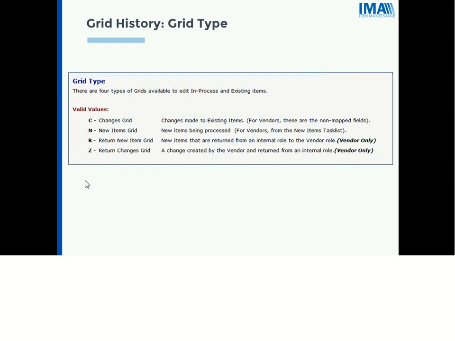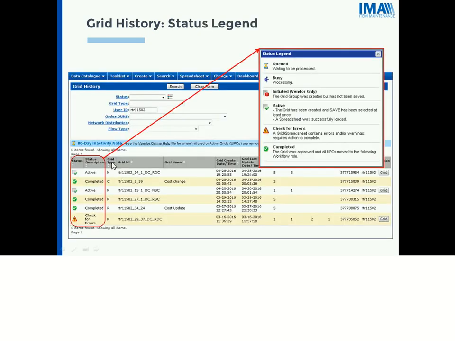And like I mentioned before, there are different grid types. So here under valid values, you can see C is the changes grid. We'll be talking about that tomorrow. New items grid is what we're talking about today. Tomorrow we will also be talking about return new items and return changes grid. And these are the values that indicate which type of grid it is. So here under grid type in the third column to the right, that's where you find that information.